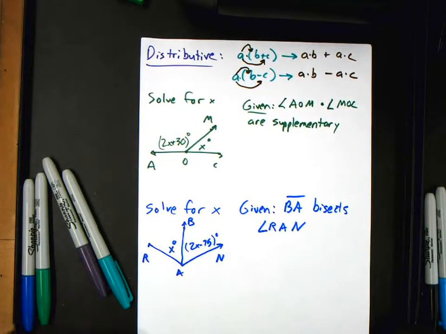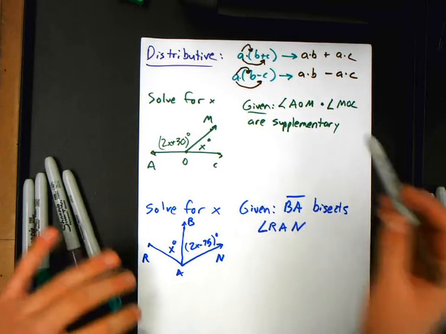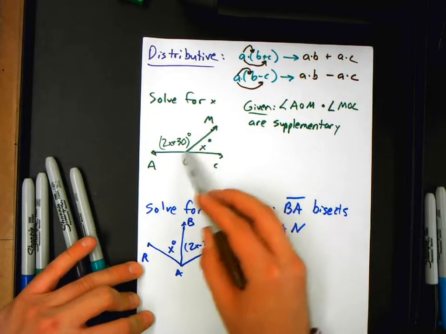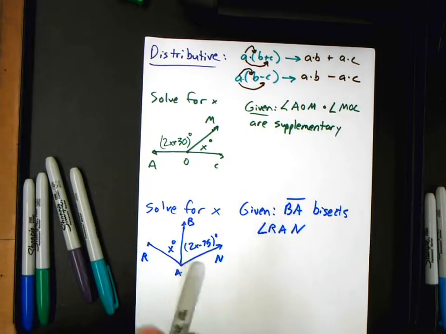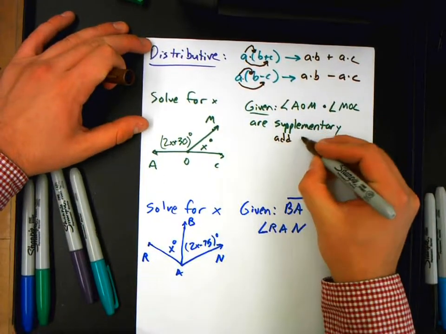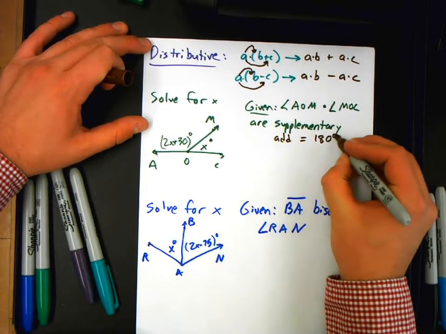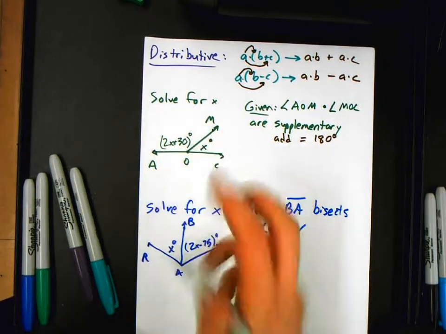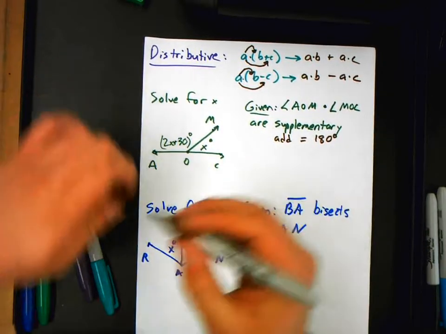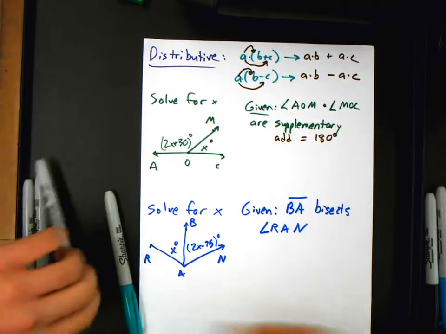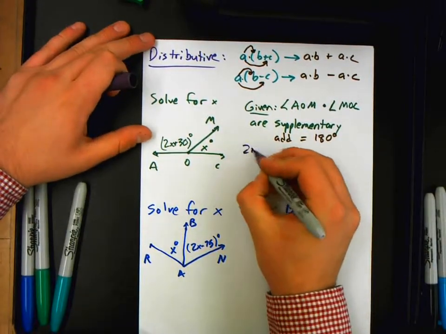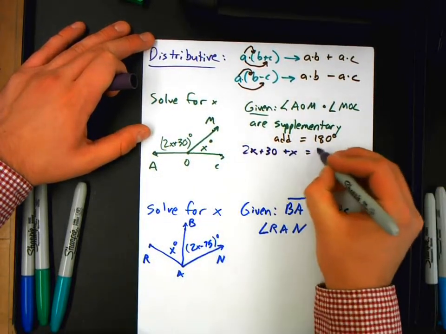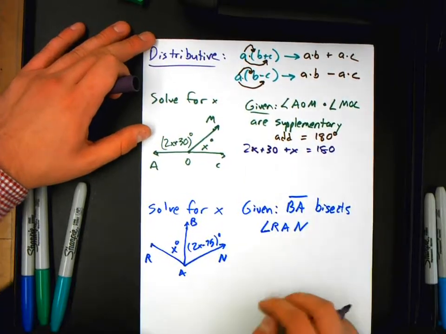Okay, so the first example is to solve for x, and we are given that angles AOM, which is this one right here, and angle MOC, which is this one right here, are supplementary. And supplementary means that they add up to equal 180 degrees. So since we are given an algebraic expression for angle AOM and MOC, we can take 2x plus 30, add it to our x, which is angle MOC, and set it equal to 180 degrees, since they are supplementary.